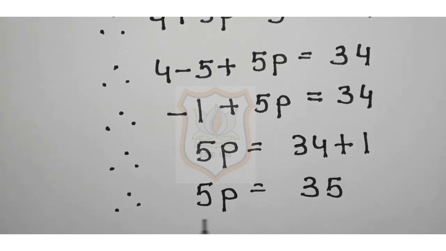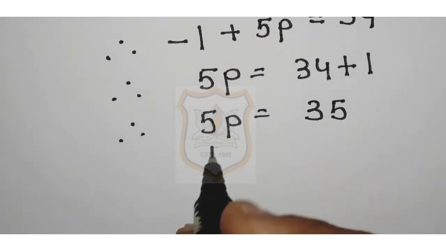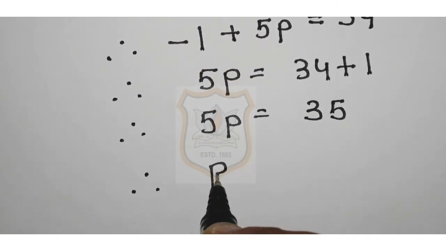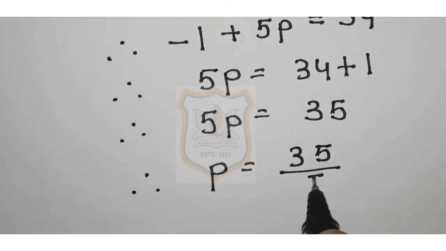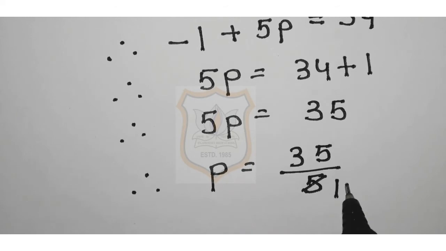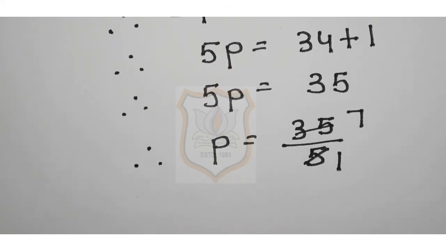Now, this 5p is in the form of multiplication. While transposing, it will be converted into division, as I told you earlier. Therefore, p is equal to 35 upon 5. Now, 5 ones are 5, 5 sevens are 35. Therefore, the value of p is equal to 7.